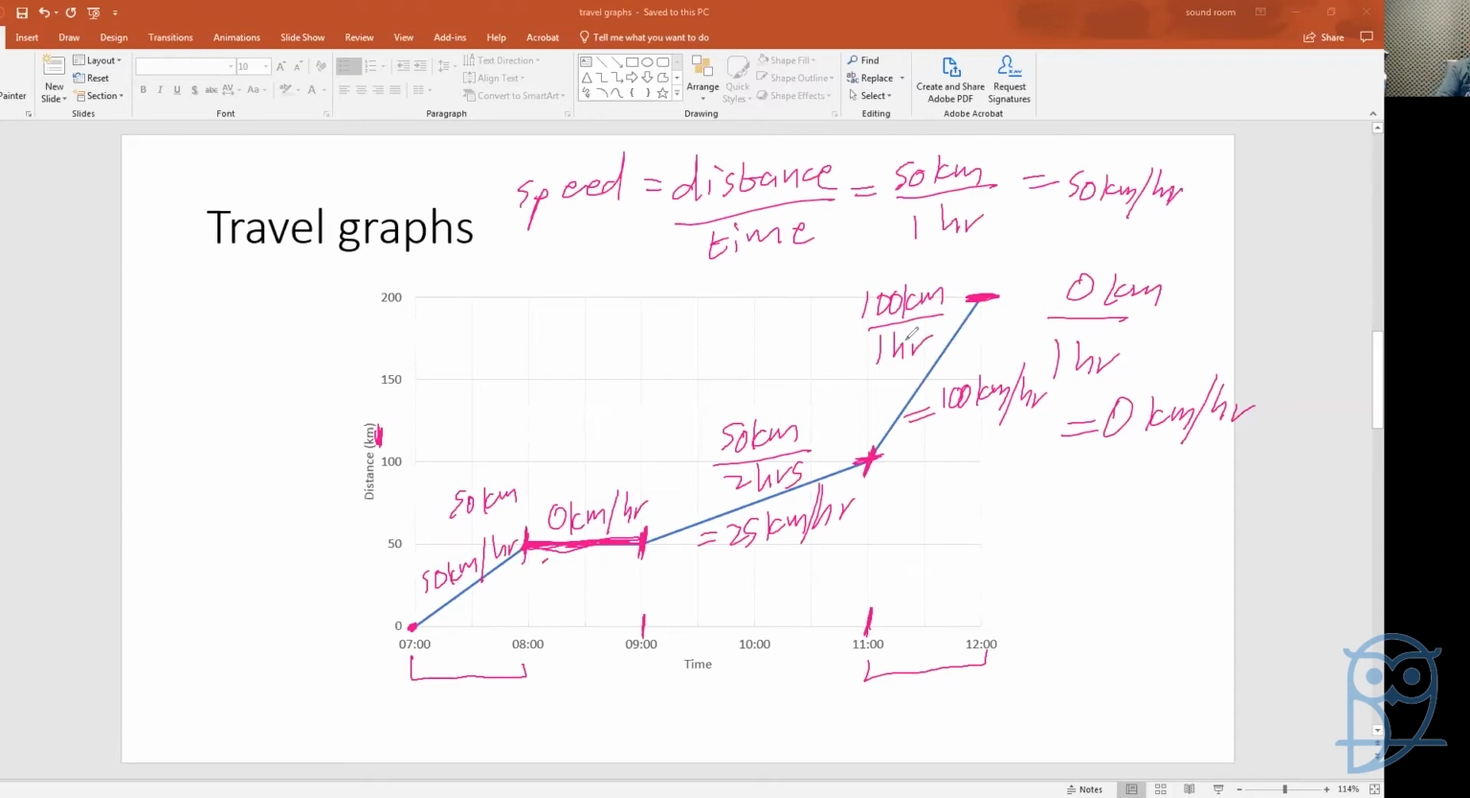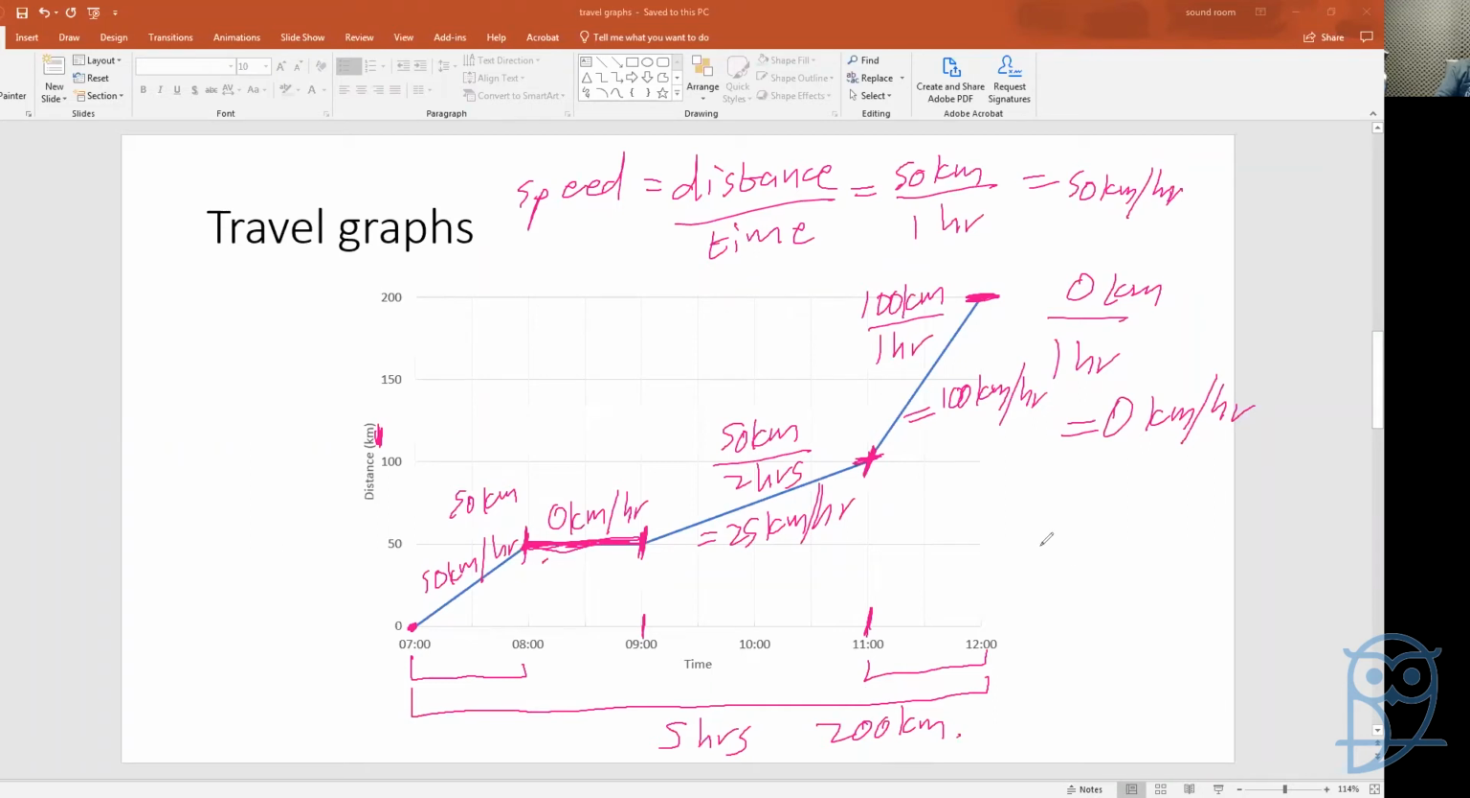What is the average speed? How long did the whole journey take? So the whole journey took from 7 to 12, which is 5 hours. How far did they travel in total? So how far? They started over here at 0, and they ended over here at 200, which means they traveled 200 kilometers.